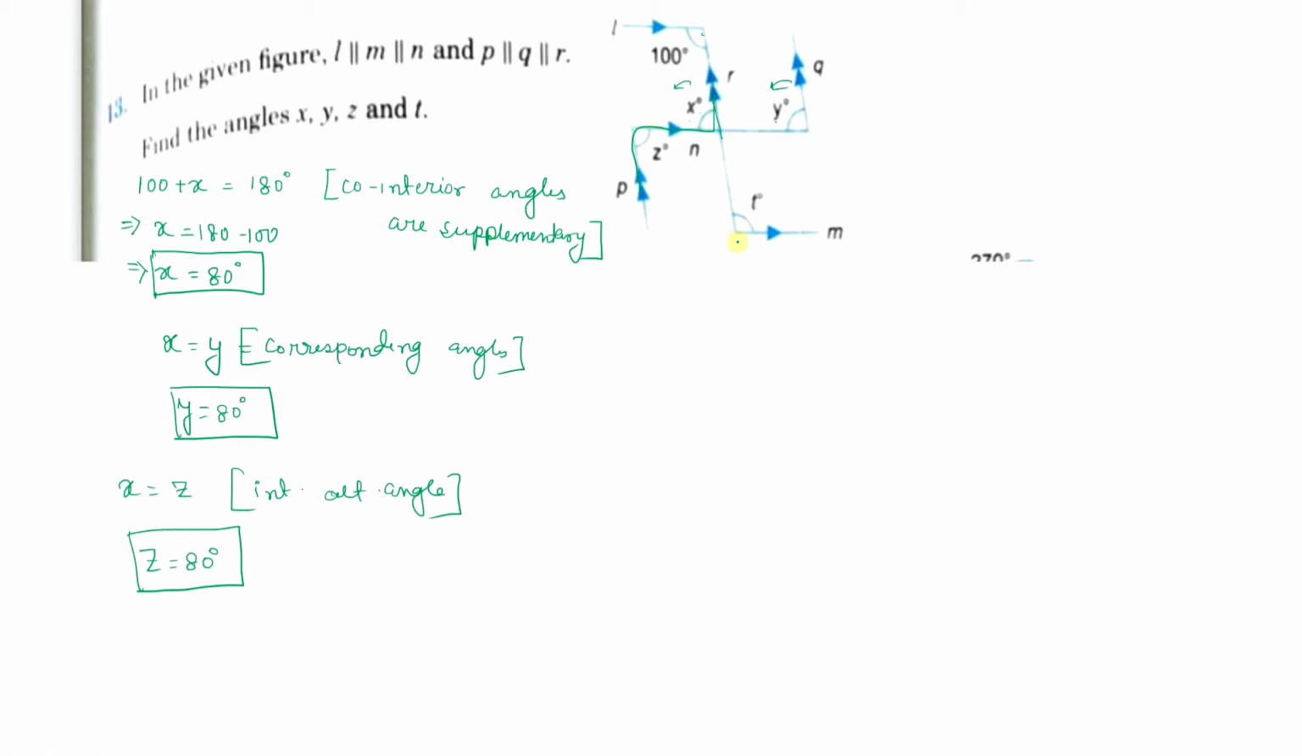Next, to find out t, we have to find a relation, but we are not getting any relation. So we will name this angle as a. Then we have to find the value of a. What will be the value of a? x was 80 degree. So a will also be 80 degree by vertically opposite angles. Next, a and t will form co-interior angles, and then you can easily find out the value of t.